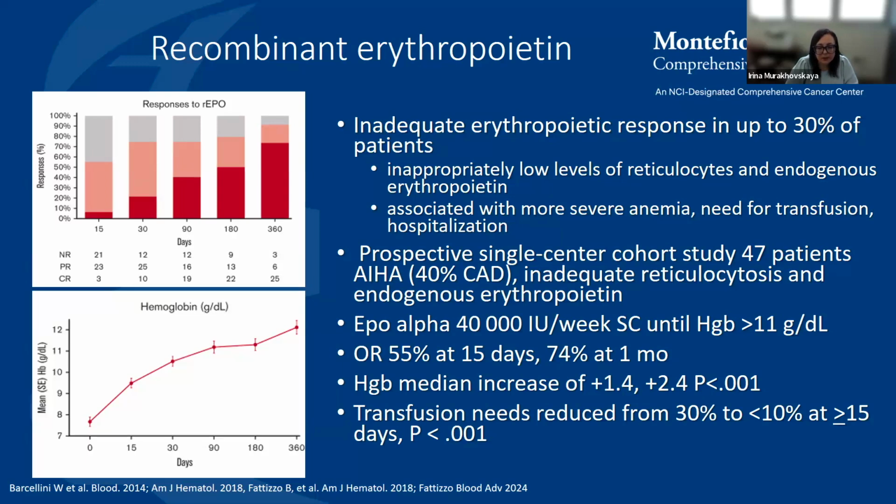The overall response rate was 55% at 15 days, 74% at 1 month, and improved over time, as you can see in the graph on the top left. And the median hemoglobin increase was 1.4 grams per deciliter and 2.4 grams per deciliter at 15 and 30 days, respectively, and again, improved over time. This correlated with a reduction in need for transfusion from 30% to less than 10% after 15 days. So recombinant erythropoietin therapy can be considered as an adjunct to immunosuppressive therapy in patients with suboptimal erythropoietic response.